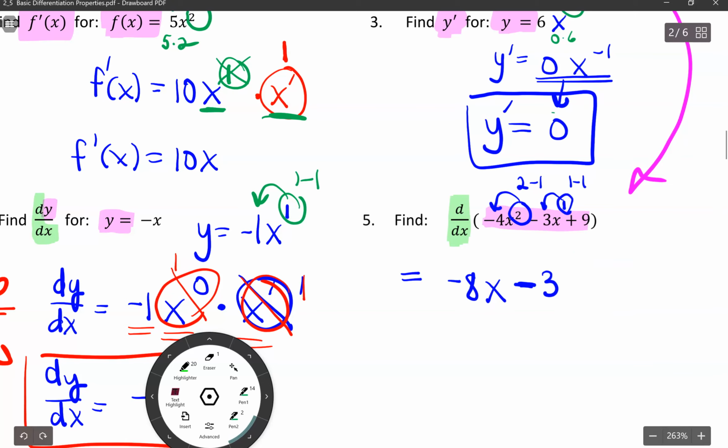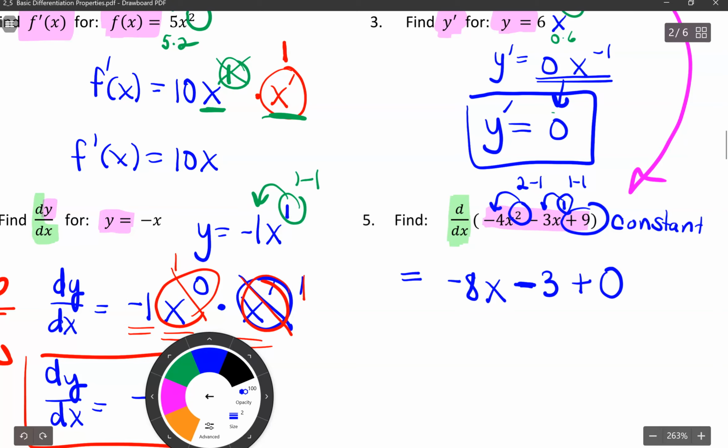And then our very last thing down here, when we have this 9, that's just a constant. And what's the derivative of a constant? It's 0. So do I have to write it? No, I don't have to write that. It's a constant. So we get this right here.